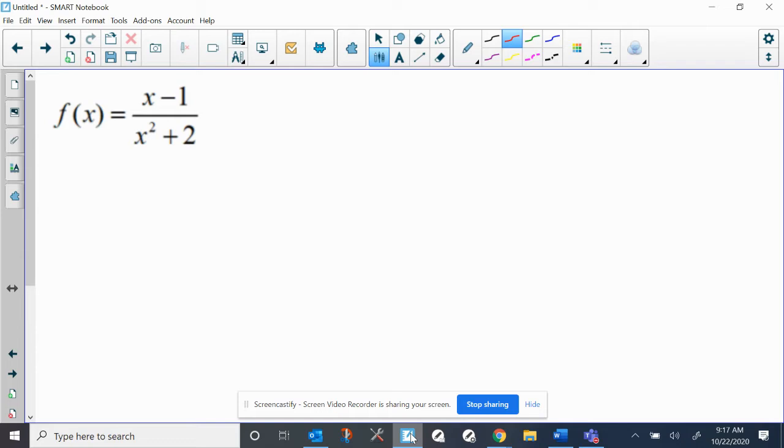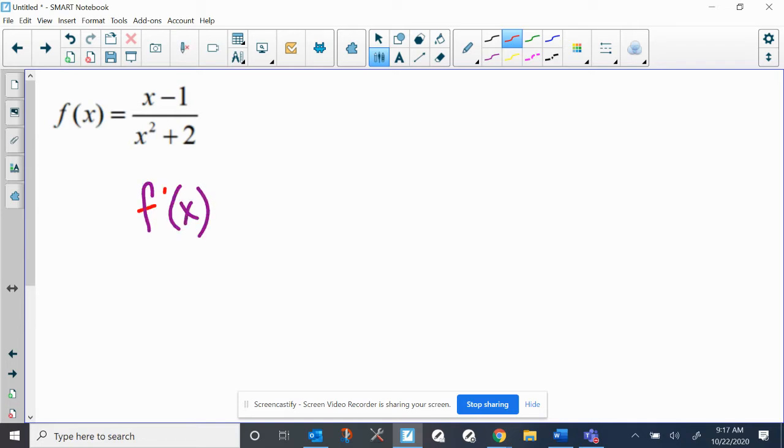Because I've got, you can imagine parentheses around this. But the numerator by itself is just a polynomial. The denominator by itself is just a polynomial. So you really don't have to worry about that. So when I do this, it will be f prime of x.